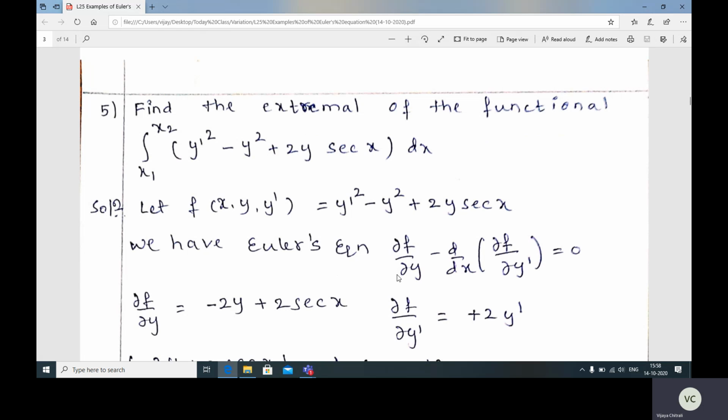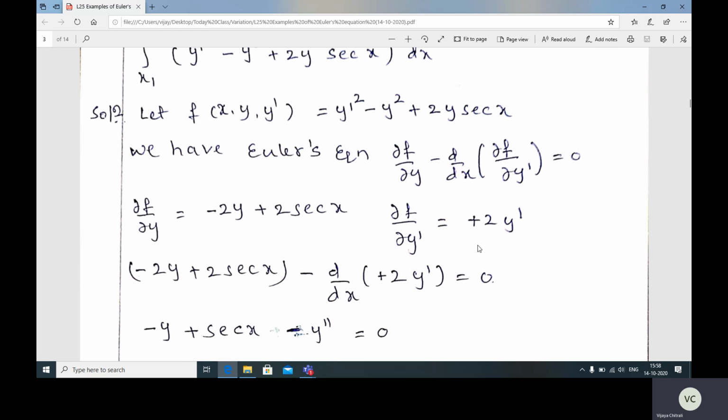We have Euler's equation: dou f by dou y minus d by dx of dou f by dou y dash, this is equal to 0. So this is Euler's equation. So first find dou f by dou y. So dou f by dou y means differentiate partially with respect to y. We need to keep the other variables x and y dash as constant.